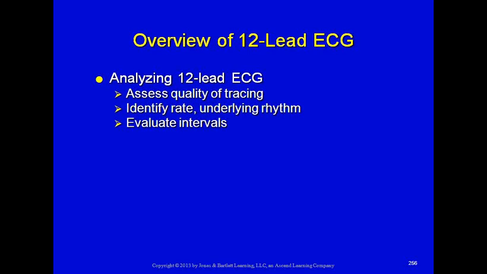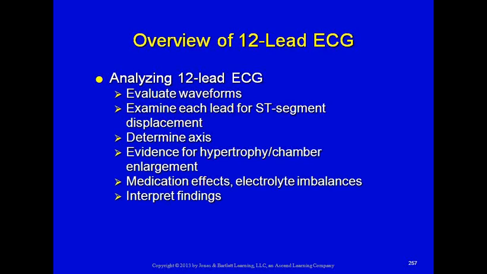The next thing we want to do is identify the rate and the underlying rhythm, and then evaluate the intervals, the widths and the lengths, and the things like the PR interval, the QRS width, that sort of stuff. Evaluate the waveforms, examine each lead looking for ST segment displacement, either ST segment elevation or ST segment depression, or inverted T waves. And we really don't determine the axis. It's just not something that we do pre-hospital.